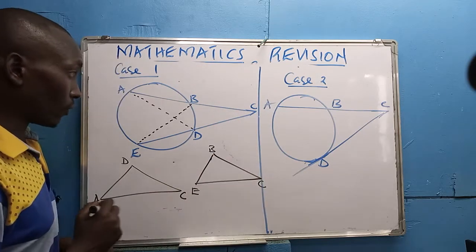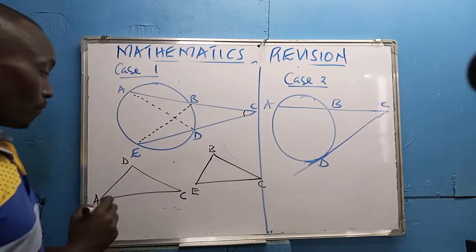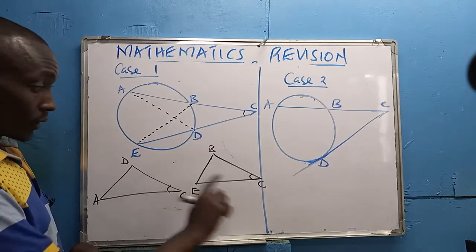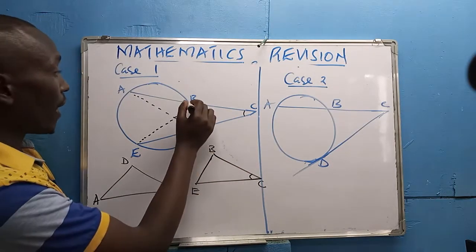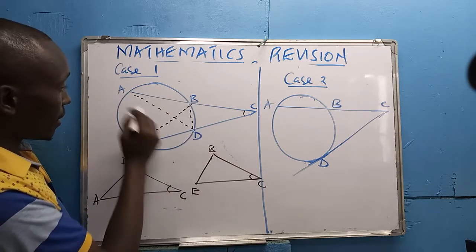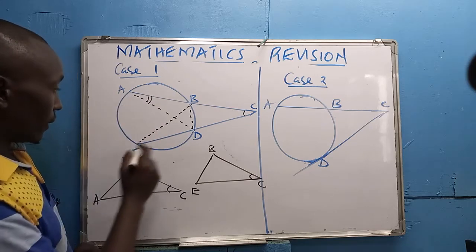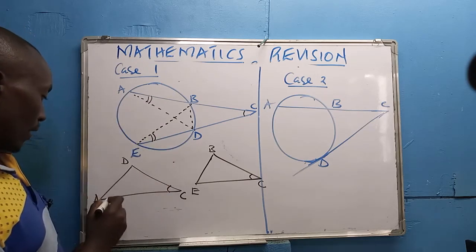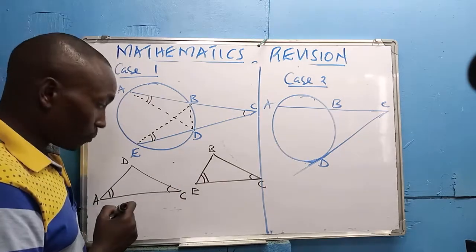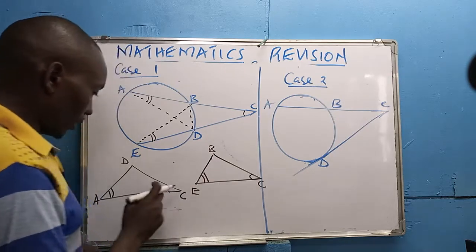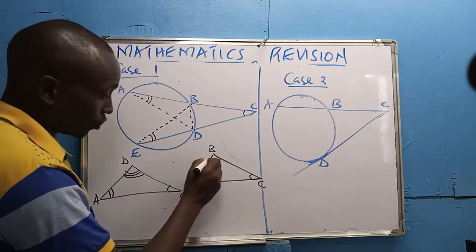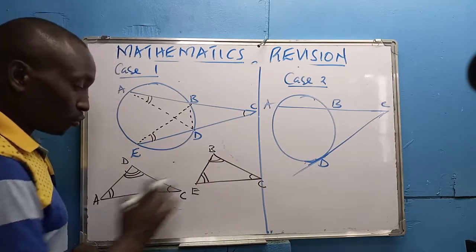Let's look at these angles. Angle C of this triangle is the same here, so these two angles at C are equal. Now we have an imaginary chord that subtends an angle BAD here. It also subtends another one here. So these two angles are equal, the angle at A and the angle at E. What does that mean? If these two corresponding angles are equal, automatically the third one is equal to this. What does that mean? The two triangles are similar.